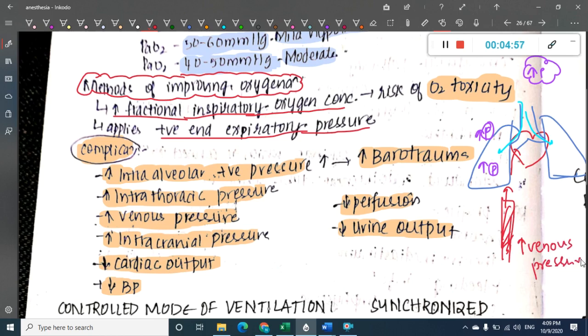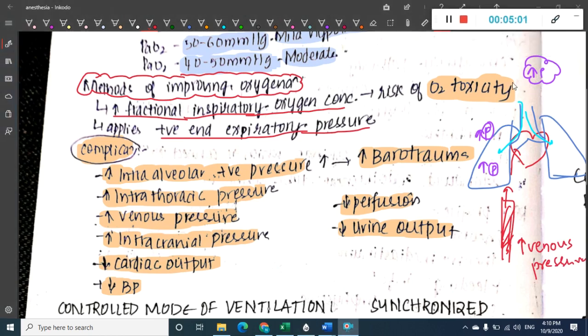Okay, how is there increased intracranial pressure? Even this is in a similar way. See, from the brain, through the superior vena cava, the blood goes into the right atrium. From the brain or upper part of the body, all the blood collects in the superior vena cava and it goes into the heart. But now what happens?